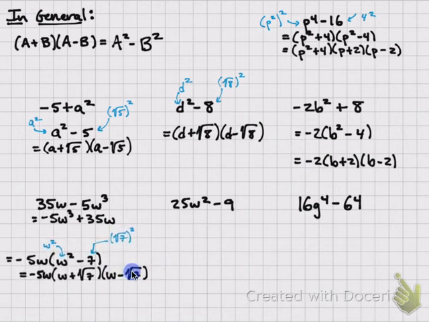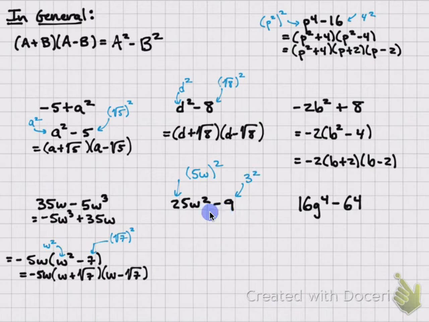Okay, here we go. This guy is already in standard form. Phenomenal. Are there any common factors? Nope. All right, let's see if we've got any perfect squares here. 25w to the second power, that is definitely a perfect square. That's what we get when we square 5w. What about 9? Is that a perfect square? Absolutely. That is 3 squared.